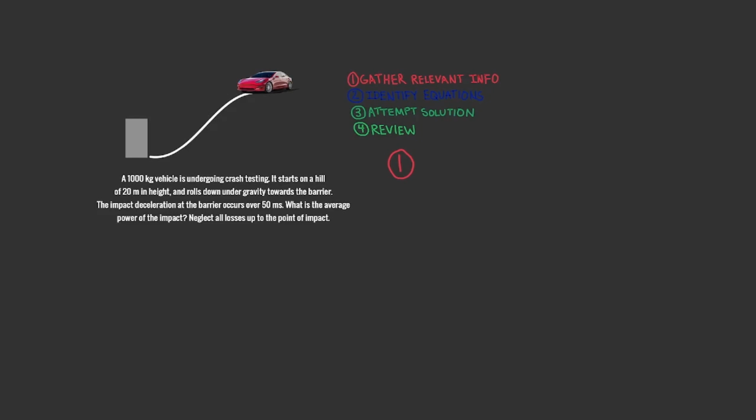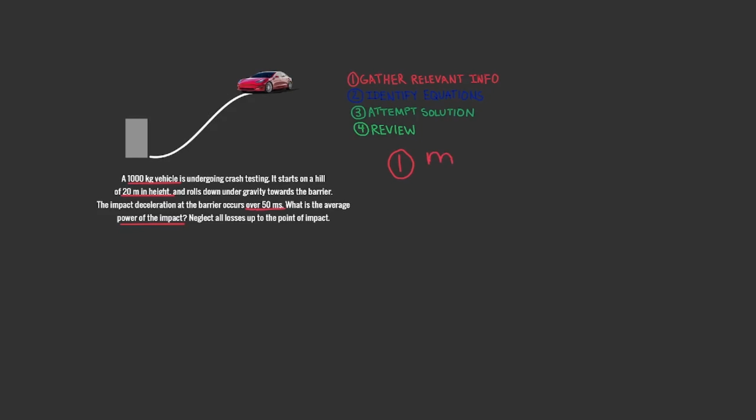Today's problem states, a 1,000 kilogram vehicle is undergoing crash testing. It starts on a hill of 20 meters in height and rolls down under gravity towards the barrier. The impact deceleration at the barrier occurs over 50 milliseconds. What is the average power of the impact? Neglect all losses up to the point of impact.